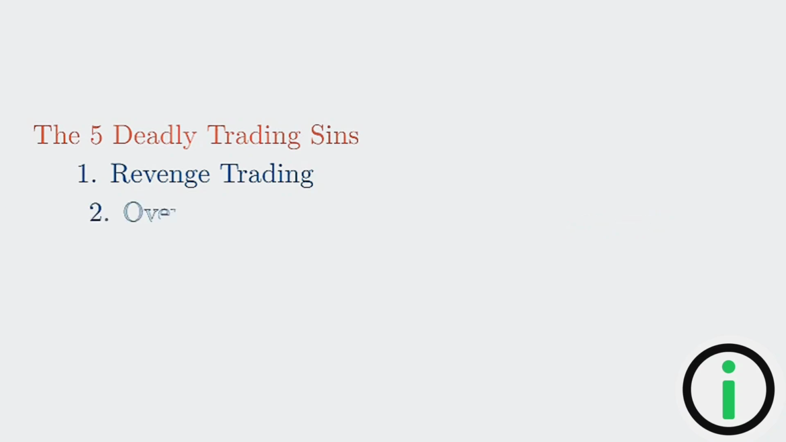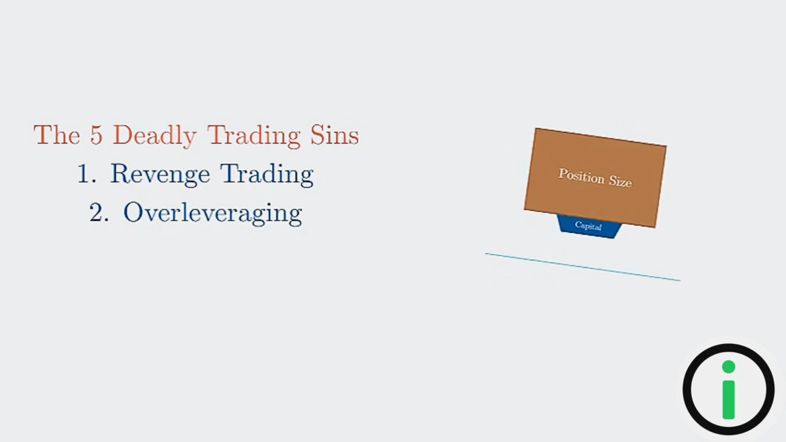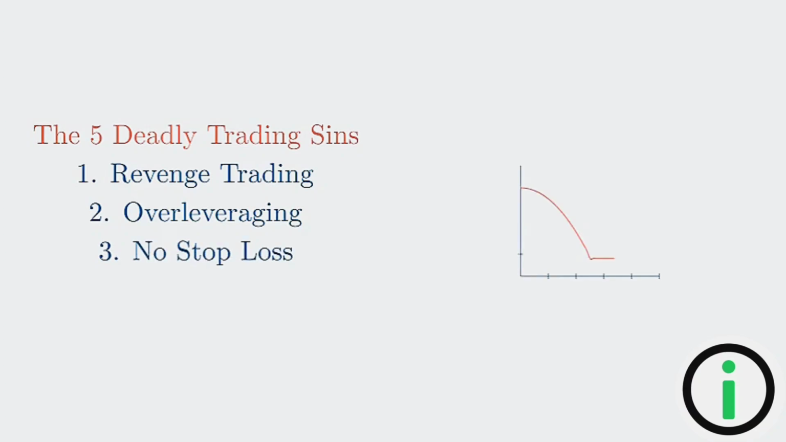Second is over-leveraging. Just because your broker allows you to trade 10 lots doesn't mean you should. As we calculated earlier, your position size must be dictated by your risk, not your maximum margin. Third is trading without a stop loss. Many traders say, "I'll exit manually," but when the price crashes, they freeze like a deer in headlights. A hard stop-loss order in the system is your only insurance.